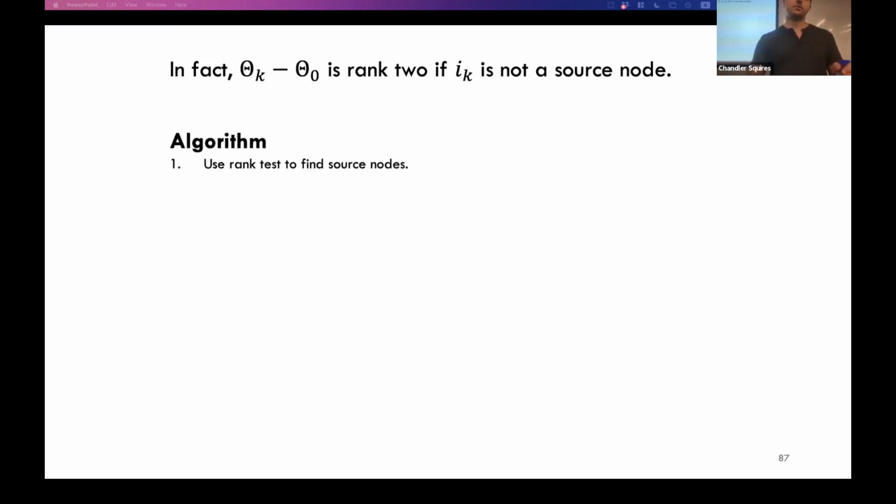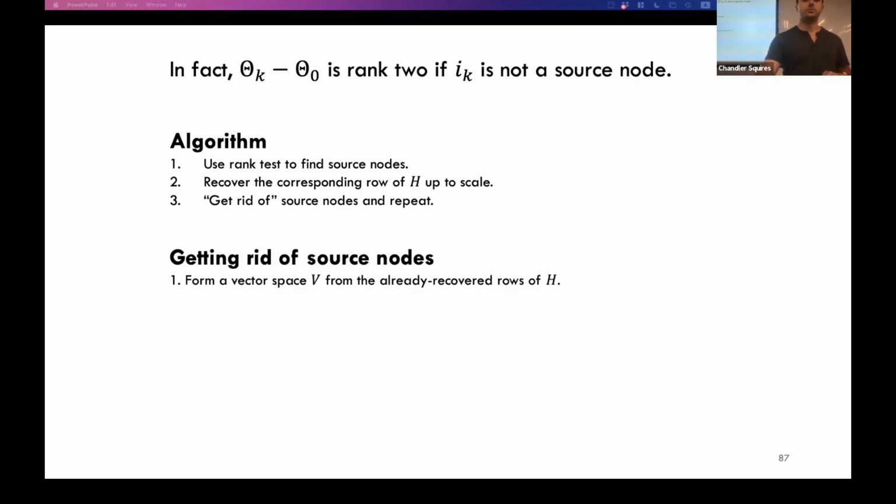So our algorithm first uses rank testing to identify source nodes, recovers the corresponding rows of H, and then rinses and repeats. The tricky thing here compared to the observational setting is that when you're trying to get rid of the source nodes by marginalizing them out, it's not as straightforward because you don't know exactly what the representation of that source node should be yet. So we're going to keep track of the rows of H that we've recovered, form a vector space out of those, and then project these differences onto the vector space. So the differences aren't just going to be rank 1, they're going to be rank 1 after we project them onto the right vector space.